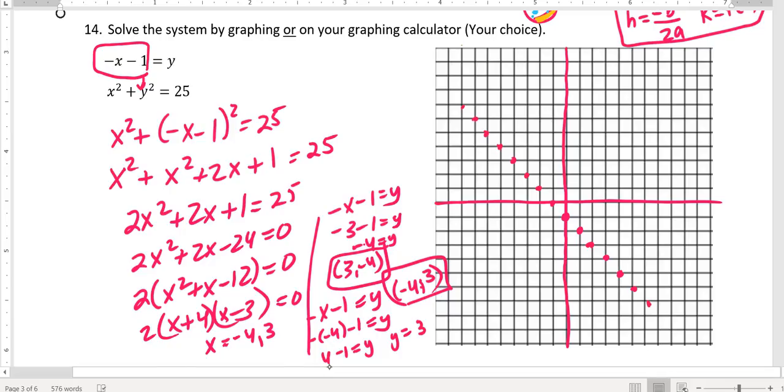Okay, there's my first line. I'm going to pencil it in here. Okay. Now my second equation is a circle. Don't let it fool you. All it means is that your center is at 0, 0. So my center is 0, 0, and my radius is 5.